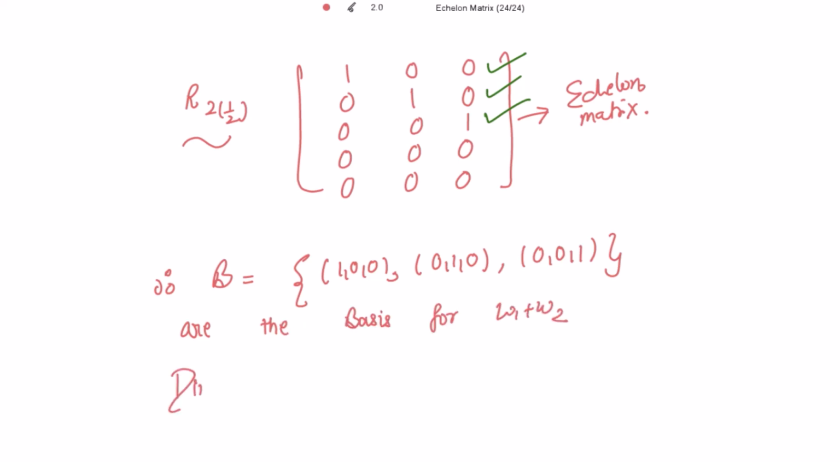And now finding the dimension of W1 plus W2. Alright. How many elements are present in the bases? 3. So the dimension of the sum of the subspaces is 3.